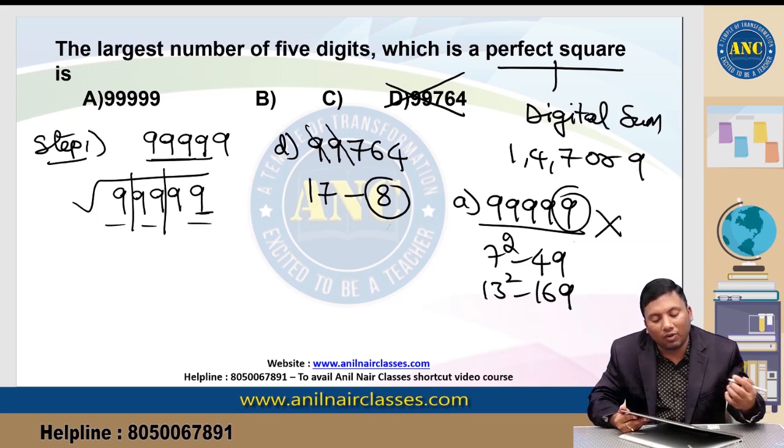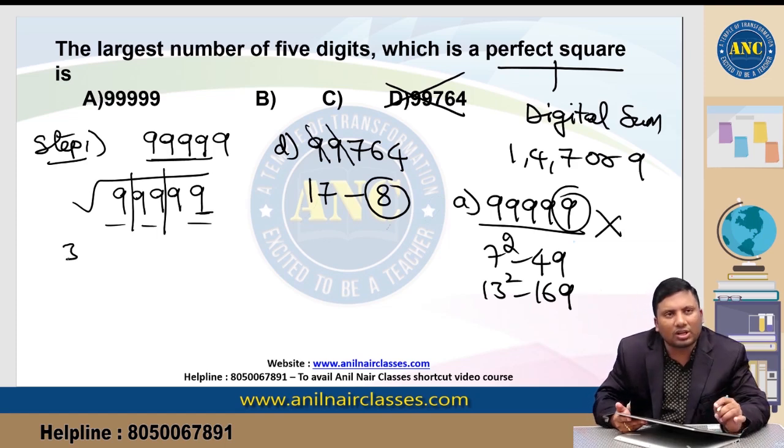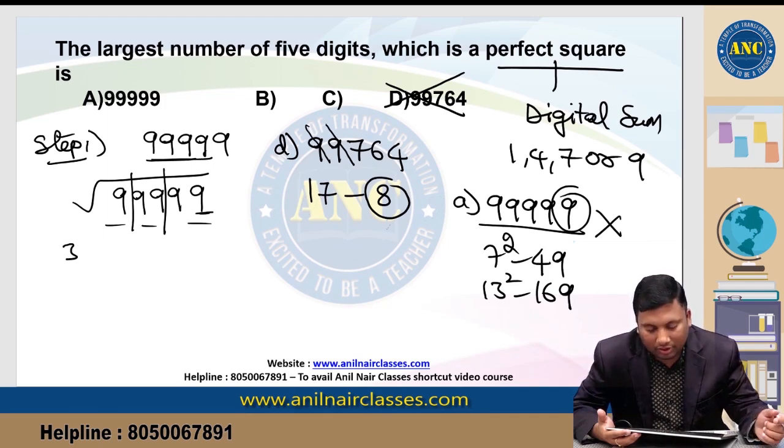I hope it is clear. What will be the nearest perfect square? Now let us see. What is the smallest value that is closer to 300 and the largest number of 5 digits which is a perfect square? We have eliminated the first option, 5 nines. It is not a perfect square. Any perfect square ending with 9, the tens place should be even. So the first option is out. D option, 99764, digital sum is 8. The digital sum of a perfect square should be 1, 4, 7 or 9. So the first option is out, D option is out.